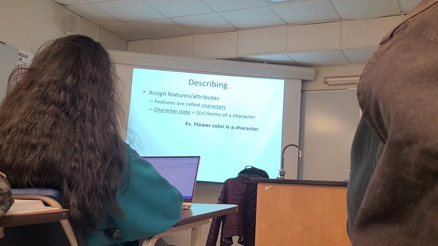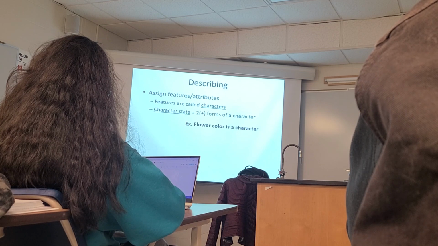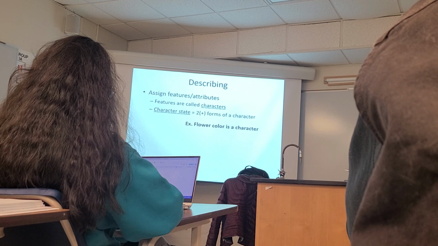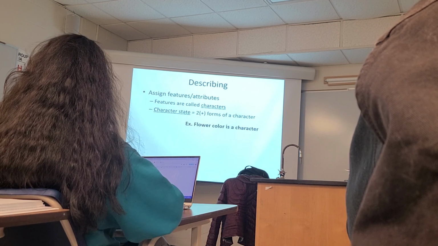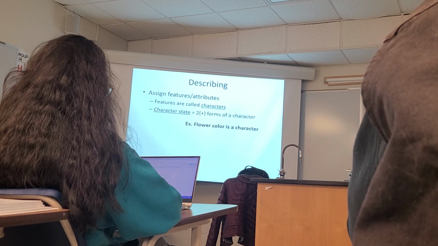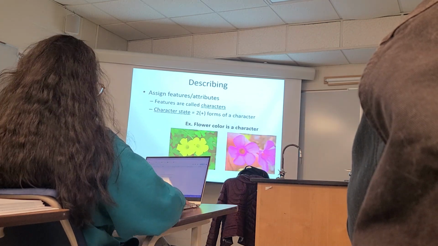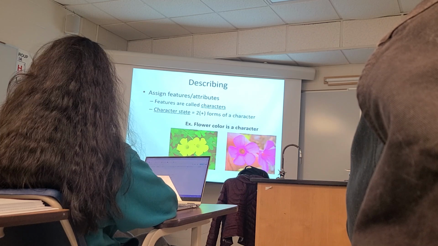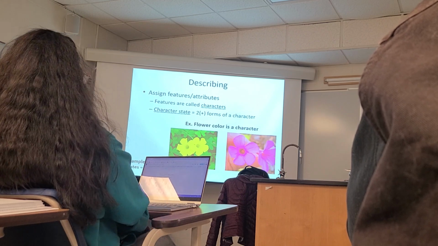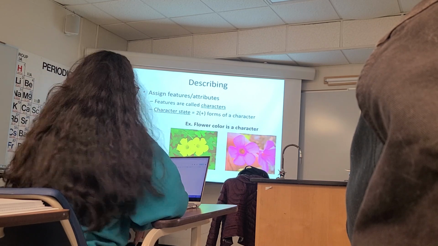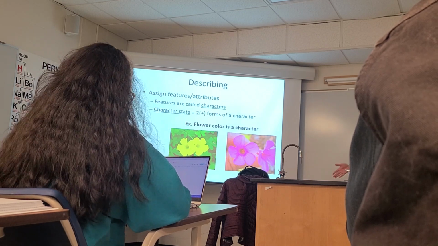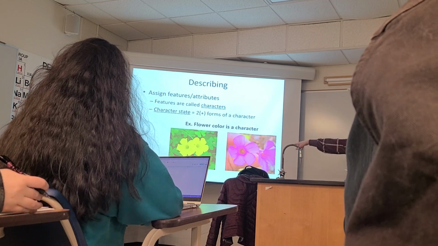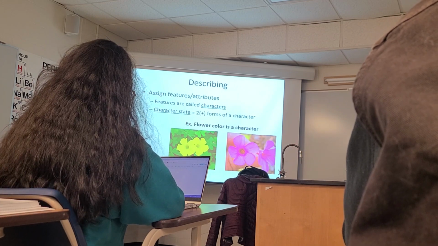Now the character states are basically the different forms that that specific character can take. So think about all the flowers that you know. You probably can think of many, many different colors they can come in. You've got white, blue, red, yellow, pink, purple. Every single one of those colors a flower can be is a character state. So if you are looking at an angiosperm's flower, it will have one of these character states, one of these colors.